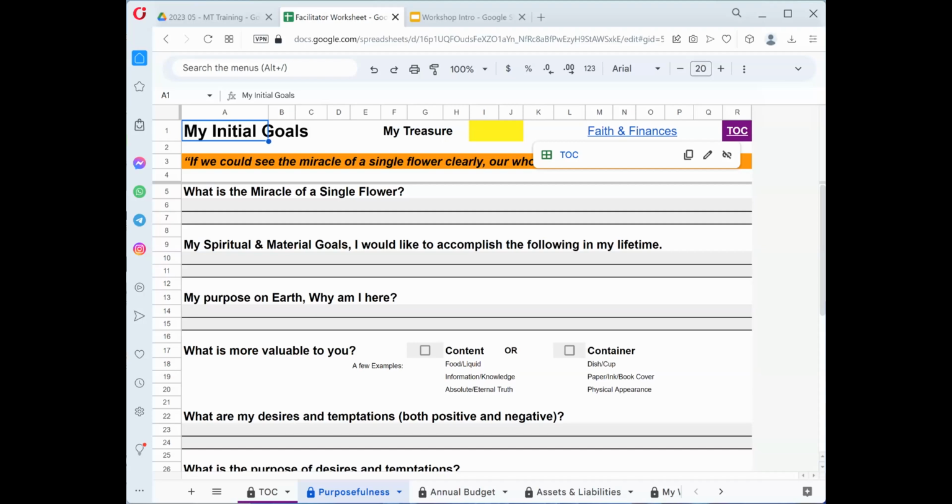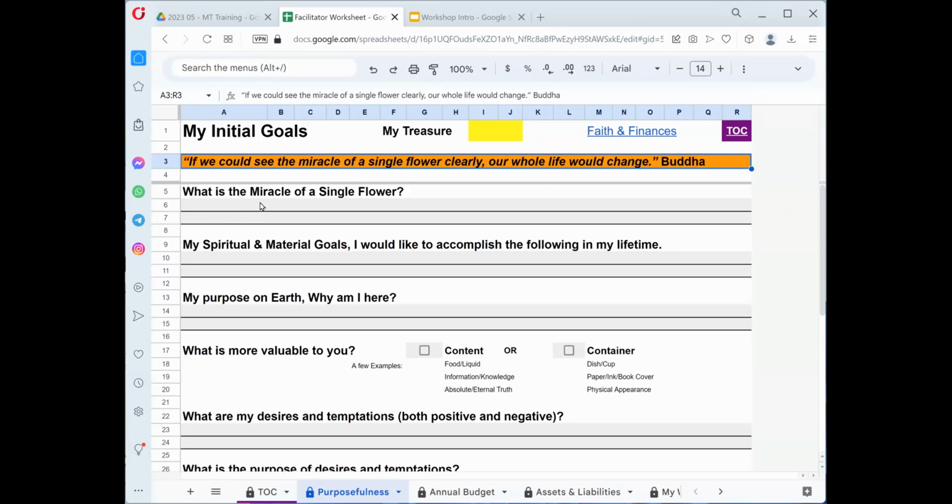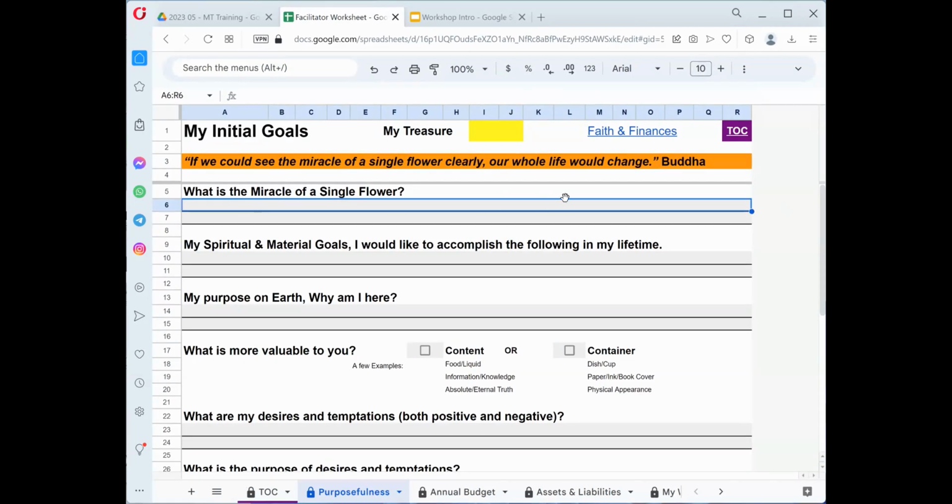Why is that? What is our purpose on earth? Why are we doing this? So I'm going to open it up. You can either unmute your microphone or put it in the chat. I'd like to hear some of the responses. I have all your responses from your worksheet, but when we read this quote, which says, if we could see the miracle of a single flower clearly, our whole life would change, who would like to share some of their thoughts? What is the miracle of a single flower that relates to finances?